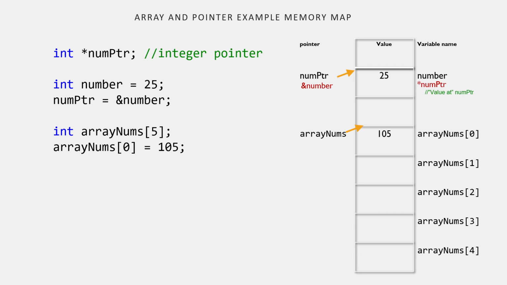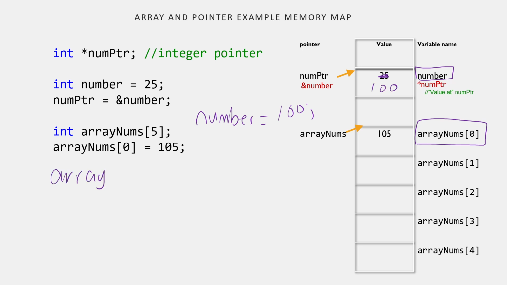And then you can assign values. Once you have an array, this right here is an integer. Anything I can do with an integer, I can do with any of these; it's the same as number, right? So I could say number equals 100, and that's going to change this 25 to a 100. I can say array nums at index 4 equals 20, and that's going to assign a 20 right here.